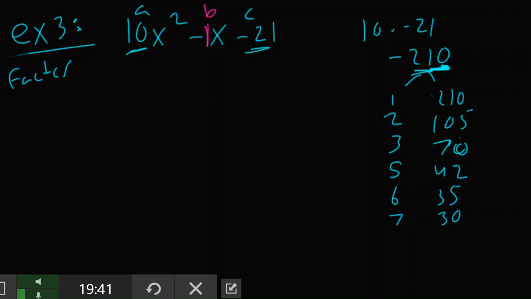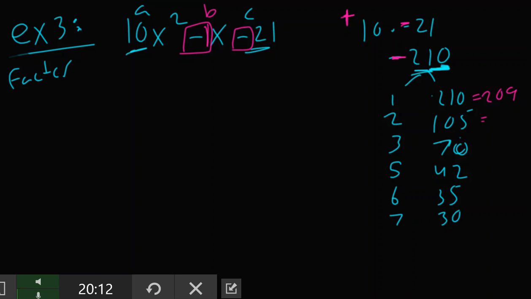I want you to notice that our b term is negative, but not only is our b term negative, our c term is negative as well. And notice that we multiplied over here by a positive and a negative. So when you have a negative number, this is the only case where you're not adding these two things, you are subtracting. So here's my rule for you. Whenever you're subtracting, always do the larger number minus the smaller. 210 minus 1 is 209.